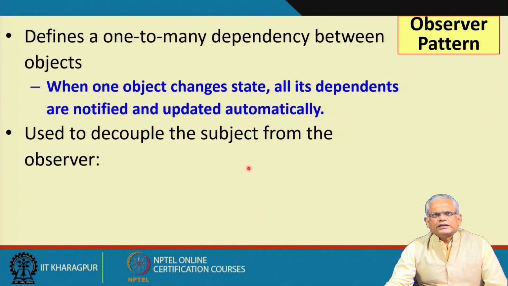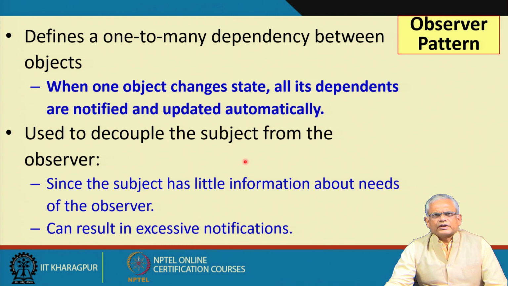As we could see, there is a one to many dependency set up through the registration process, attach, and then when the subject changes, it notifies all the dependent or attached observers.